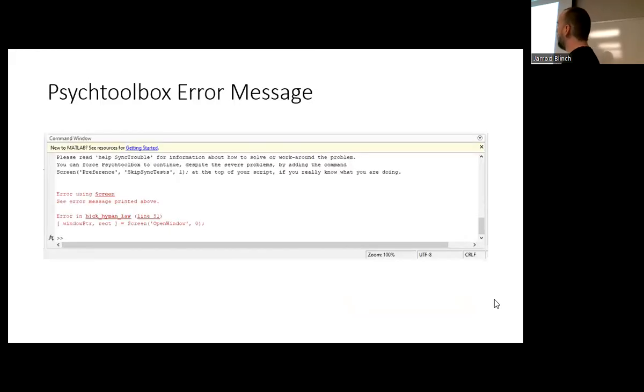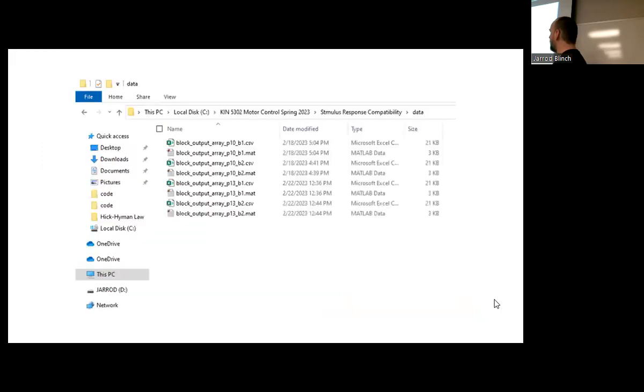Psychtoolbox might give this error. Did anyone see this one last time? Oh, that's good. It has mostly good days. I never really know when it's going to act up. And then this is the path to the files.